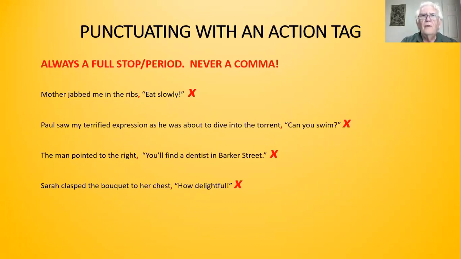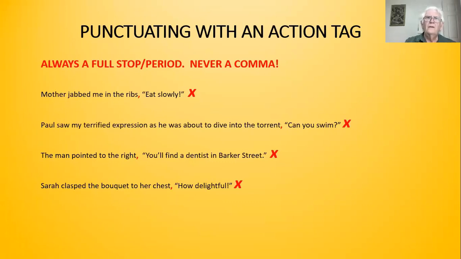Mother jabbed me in the ribs, comma, eat slowly. Now, why is it wrong? It's because the comma means that the whole thing is one sentence. And that's basically treating the action tag as if it was a dialogue tag, something that tells you who actually said the words. And it doesn't. A dialogue tag has some mention of speech: said, shouted, whispered. It gives you some idea of speech coming out of someone's mouth, right?